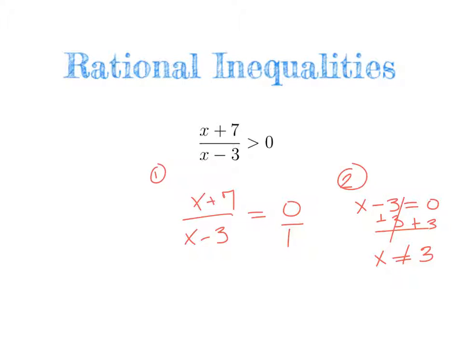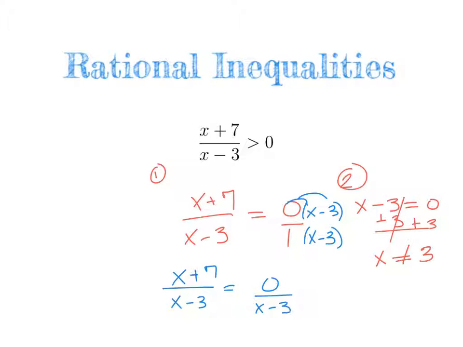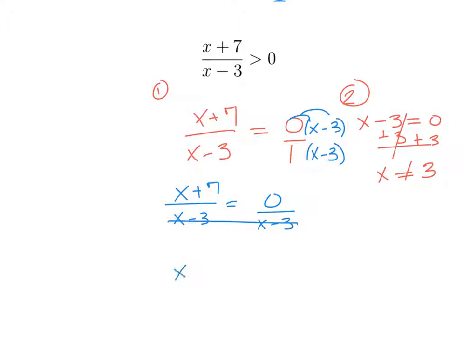I'm going to put that over 1, and I'm going to solve by making the bottom of that 1 x minus 3. So I'm going to have to multiply the top and the bottom by x minus 3. Now you can also cross multiply, but some people think this is easier because this is very similar to the rational equations that we did. So 0 times this will just be 0 over x minus 3. These bottoms are now the same, so they cross off. And you end up getting x plus 7 equals 0, subtract the 7, and we know that x equals negative 7.